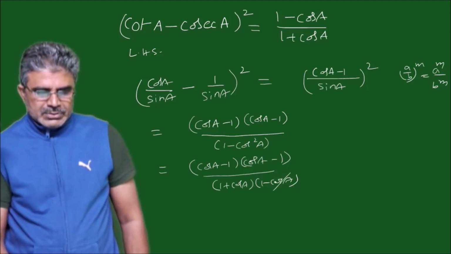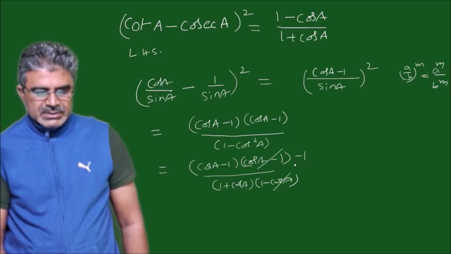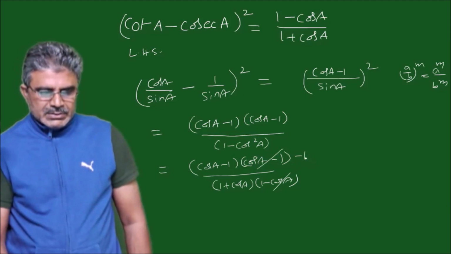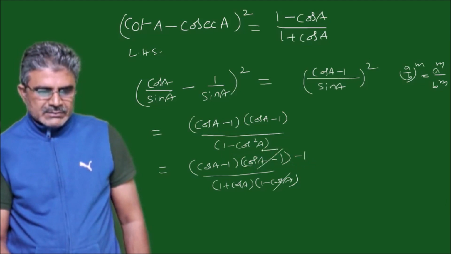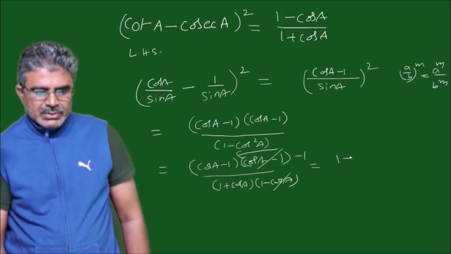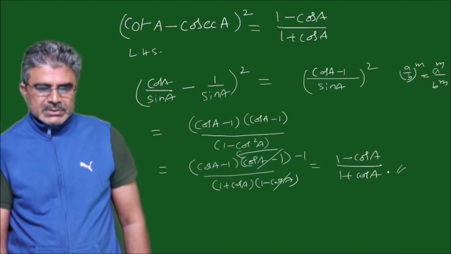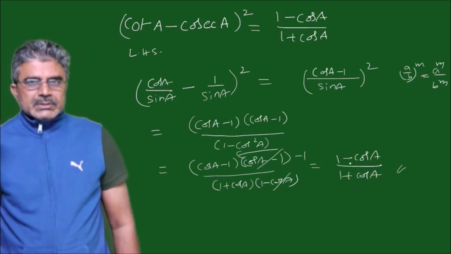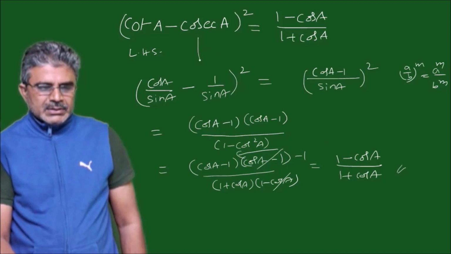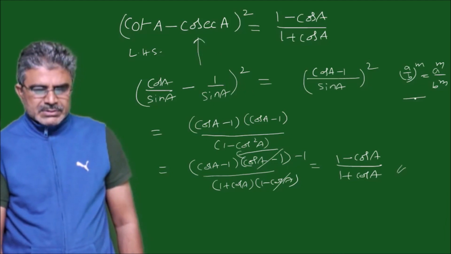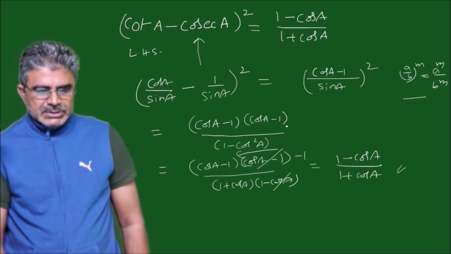So this one and this one get cancelled and you will have minus 1 as the factor, and if you bring this minus 1 inside, you will have (1 minus cos A) divided by (1 plus cos A), hence the RHS. The main point is converting to the exact ratios and using the exponent laws, and then you will get the result.